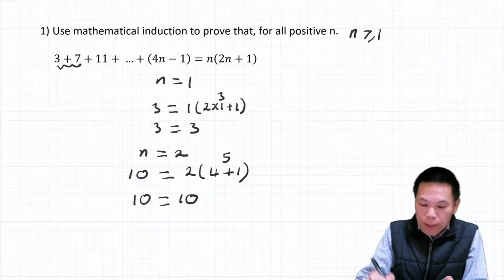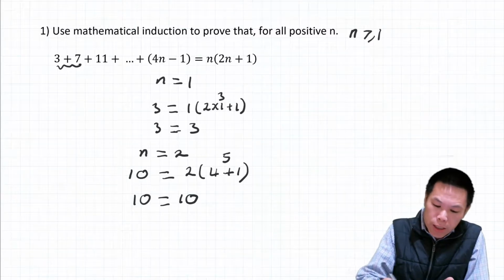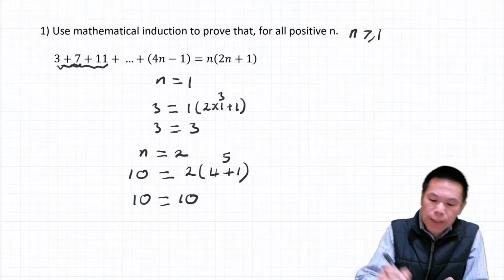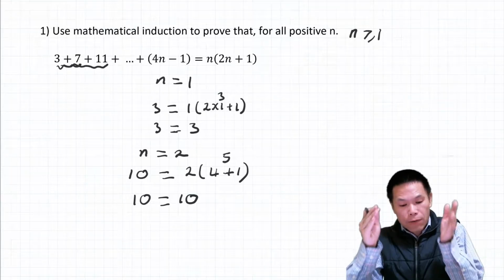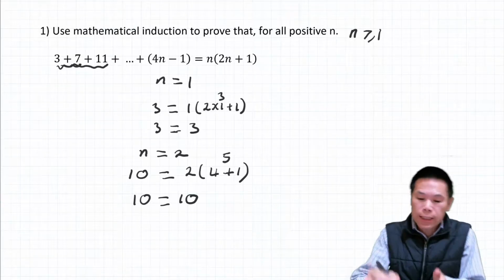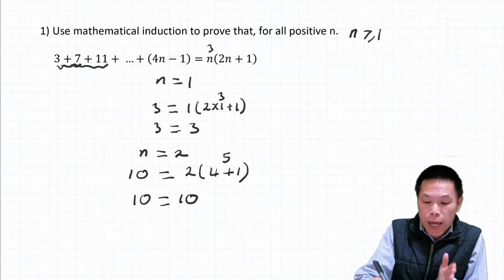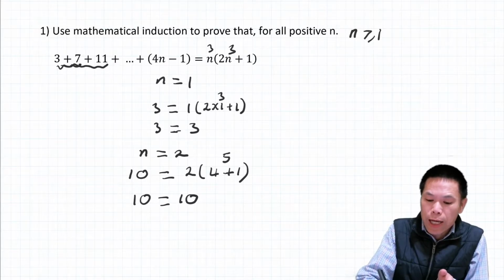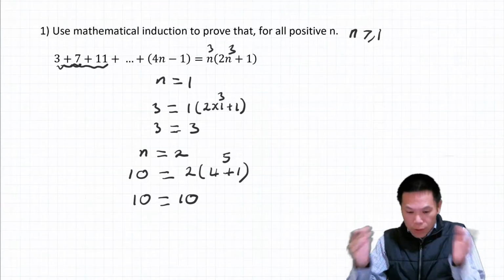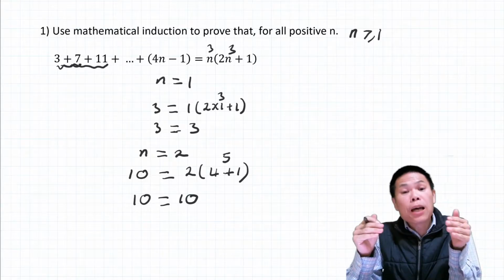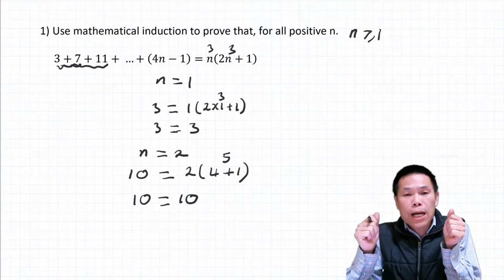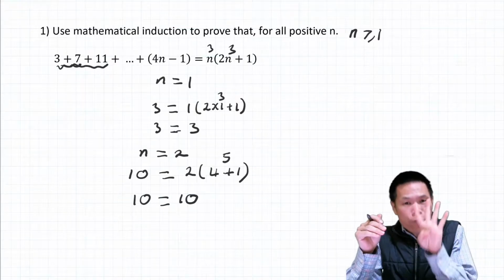So there you go. And then when n equal 3, on the left hand side, we add 3 and 7 and 11. And on the right hand side, we substitute the n with 3, and so on. And then for 4 and 5, do the same process. To prove the statement by using mathematical induction, we have to go through 4 steps.